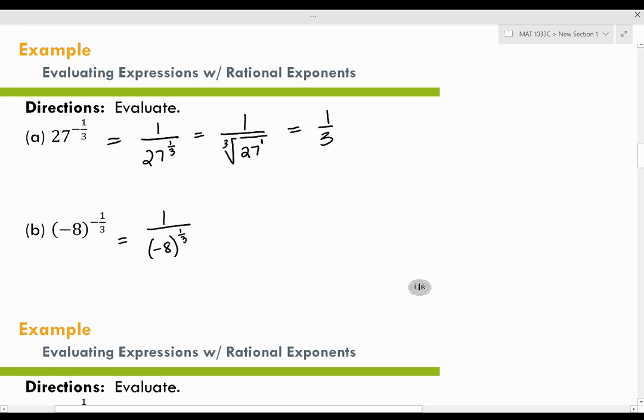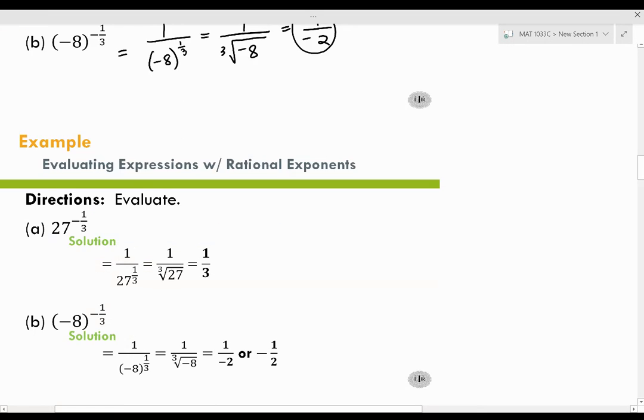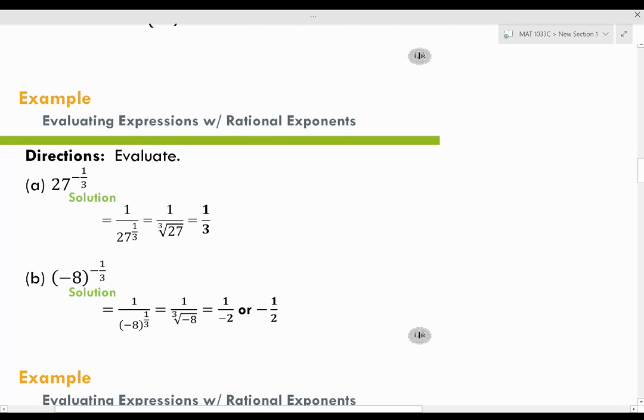Okay. Now I can convert this to a radical expression. So I'm going to have 1 over the cube root of negative 8. Before, we had a problem where we had to do the square root of a negative number, and we couldn't do that. It's not a real number. But if you have the cube root of a negative number, that's completely fine. So the cube root of negative 8 is negative 2. So I'm going to have 1 over negative 2. And those are my two answers. So let's check to see if we're right. 1/3 and negative 1/2. Good.